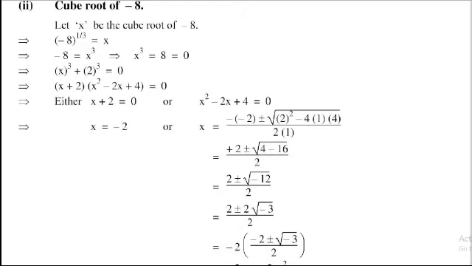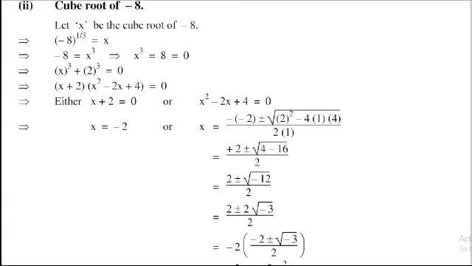Let x be the cube root of minus 8. So the cube root of minus 8 is equal to x. Taking power 3 on both sides, minus 8 is equal to x power 3. Rearranging the terms, x power 3 is equal to minus 8.